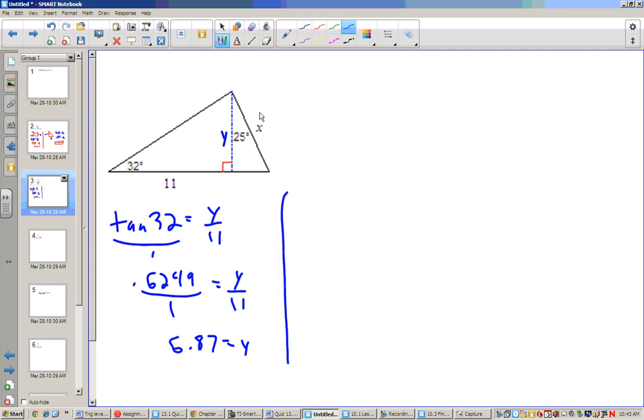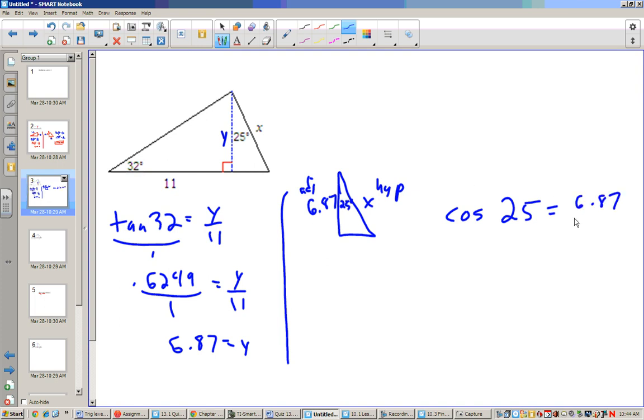So now I have to draw out my triangle on the right here. 6.87, that's y, and our little angle here is 25 degrees. Well, this side is the adjacent side. This side is the hypotenuse. Adjacent over hypotenuse is cosine. So the cosine of my angle of 25 degrees is my adjacent, 6.87, all over my hypotenuse, which is x.